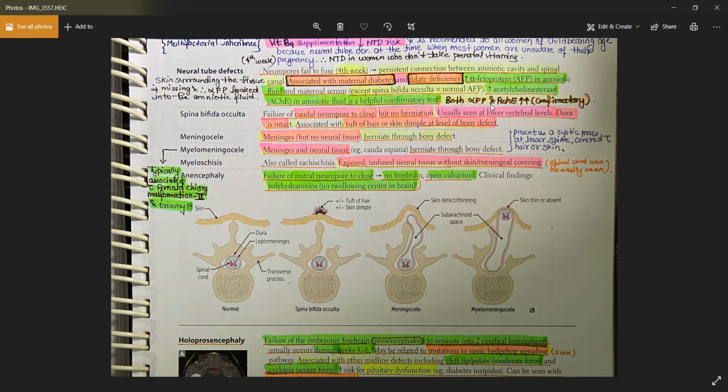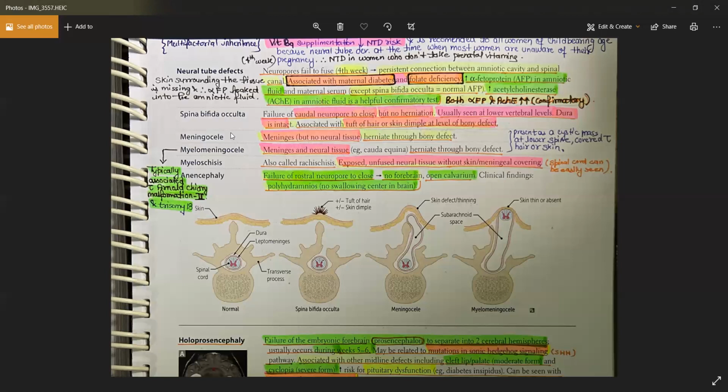You can have the alpha fetoprotein level high in other conditions also. Does anyone remember? Spina bifida. Other than the neural tube defects, Down syndrome. You can have the alpha fetoprotein high in Down syndrome, in case of twins, in case of multiple gestations, right? But the presence of alpha fetoprotein along with acetylcholinesterase confirms a diagnosis of neural tube defects. Okay, very important to note.